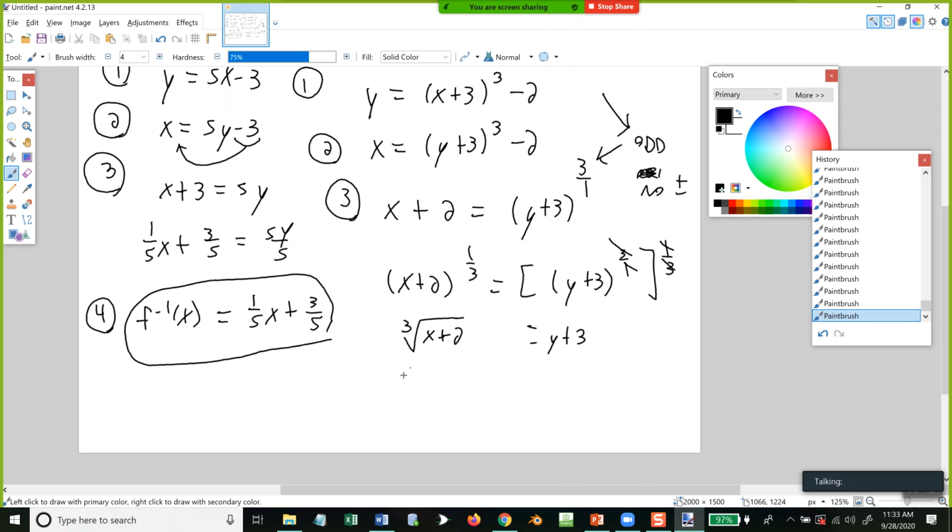Okay, take 3 over gives you -3 plus cube root of x plus 2 equals y. And then step 4, put your inverse notation there. The inverse of f is equal to -3 plus the cube root of x plus 2. Now I'm not going to do step 5 yet because I don't got even powers, I don't got the plus or minus symbol, I don't got absolute values. So I've been ignoring step 5 because I haven't run across a problem yet for it.